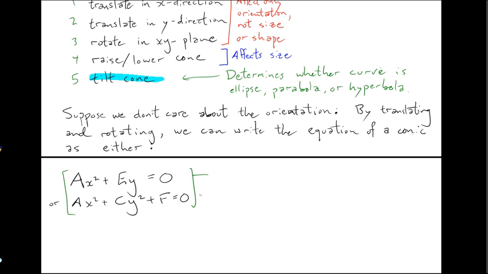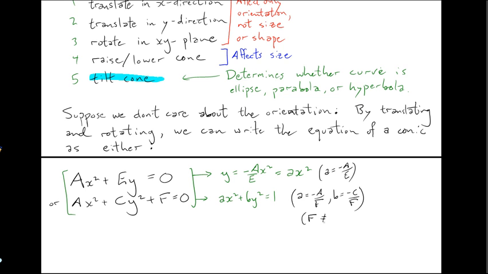So in the first case, you could rewrite this to be y equals little a x squared, where little a is minus big A over E. And in the second case, you could rewrite it like this: ax squared plus by squared equals 1, provided, of course, that F is not 0. So in the first case, you would have a parabola. We recognize that as the equation of a parabola. In the second case, you could either get an ellipse or a hyperbola.